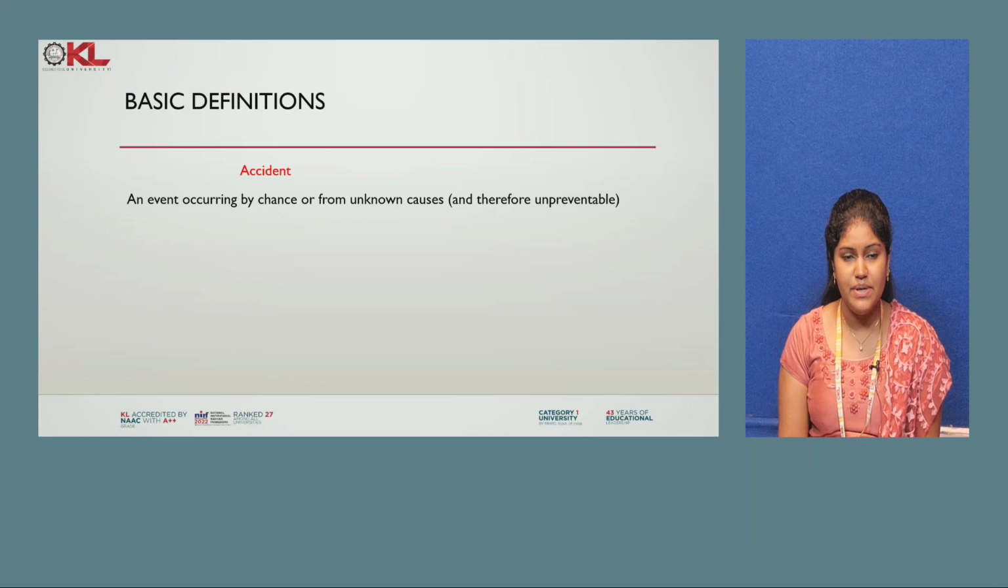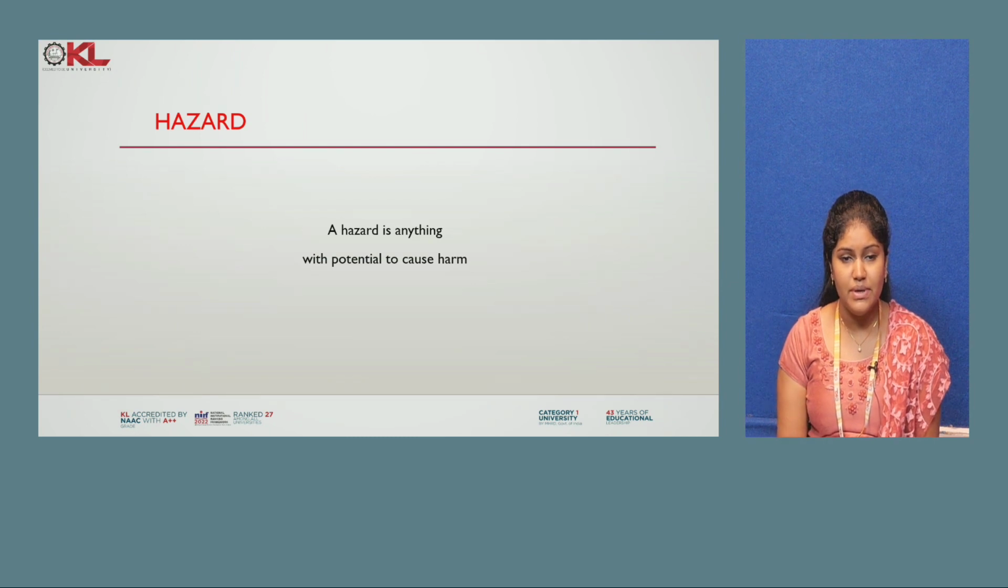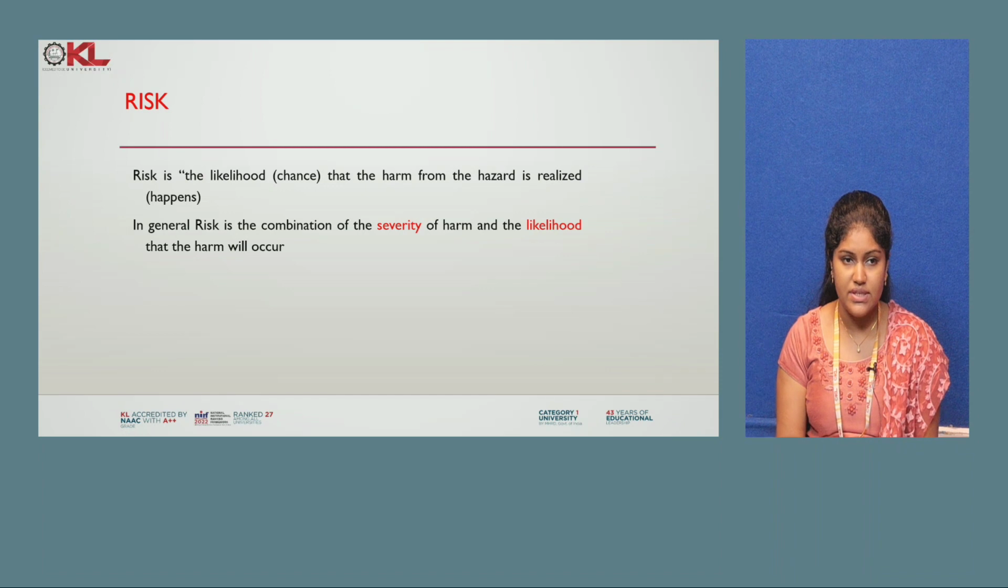Basic definitions. What is meant by an accident? An accident means an event occurring by chance or from unknown causes. What is meant by a hazard? A hazard is anything with the potential to cause harm. So it may cause harm to people; that is known as a hazard. Risk is the likelihood that the harm from the hazard is realized. In general, risk is a combination of the severity of harm and the likelihood that the harm will occur.